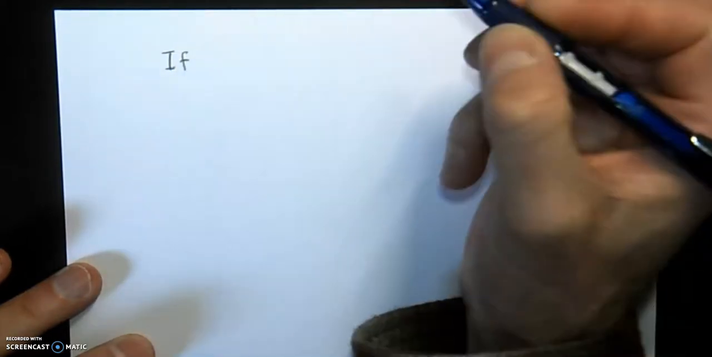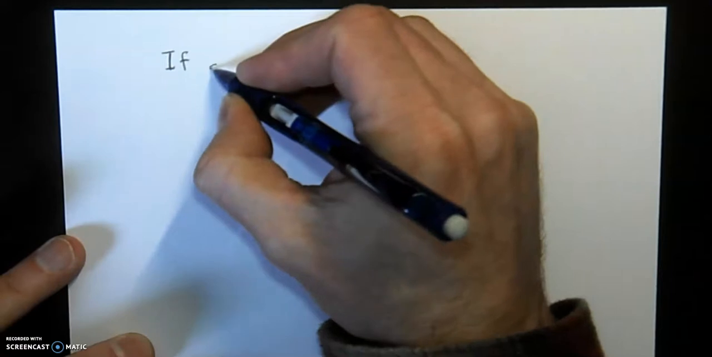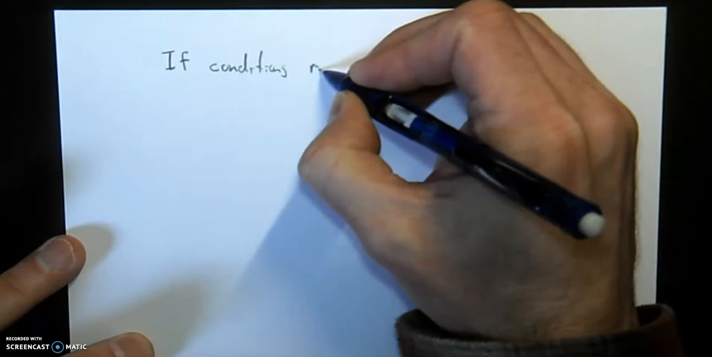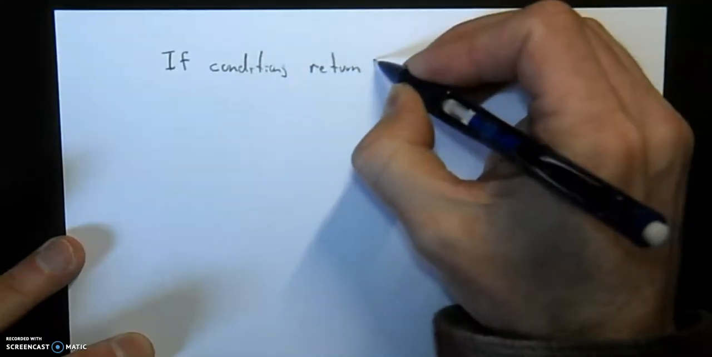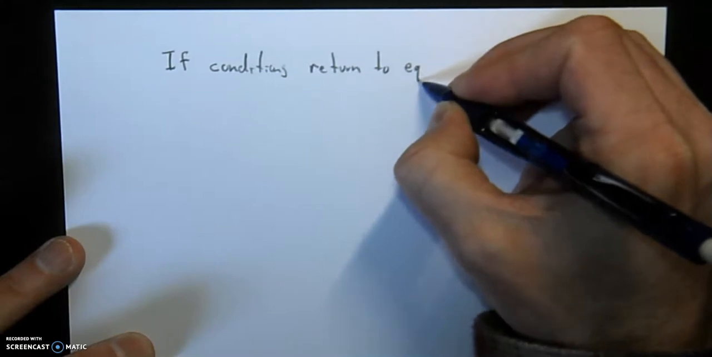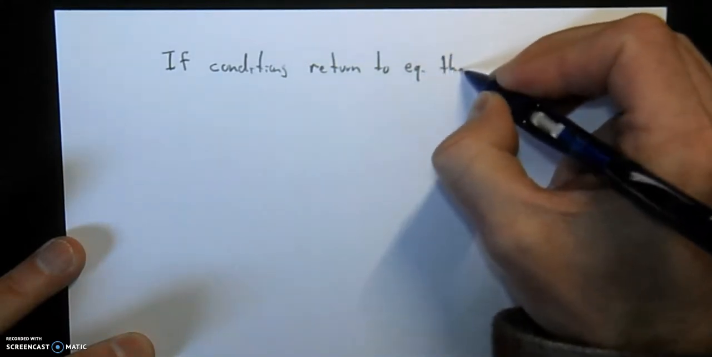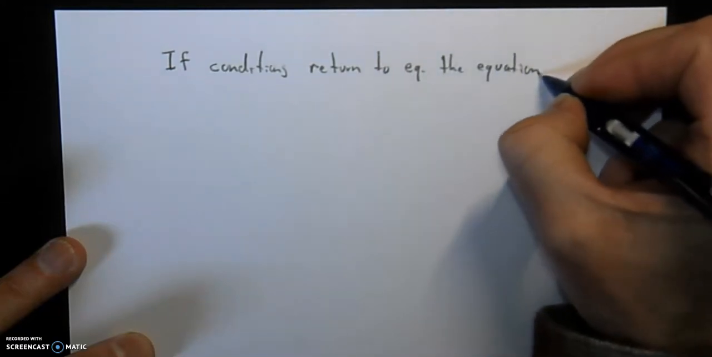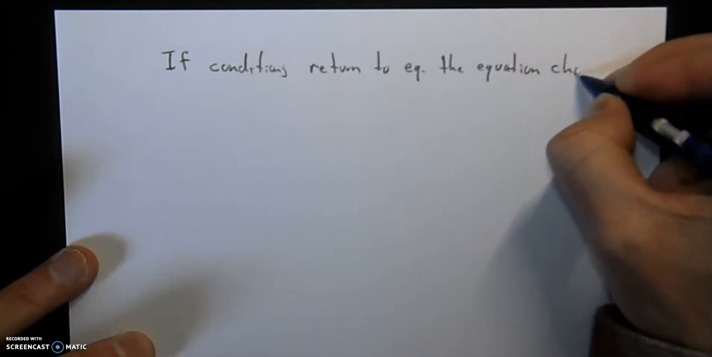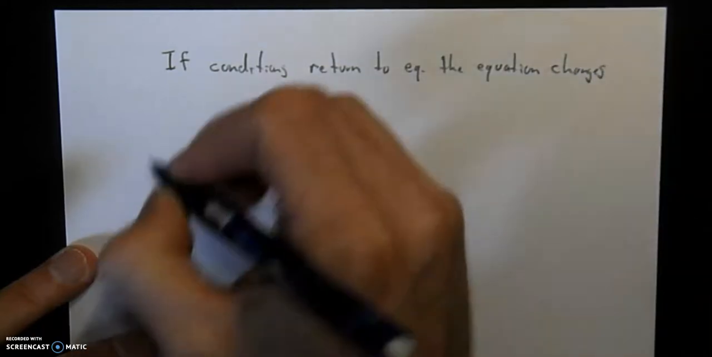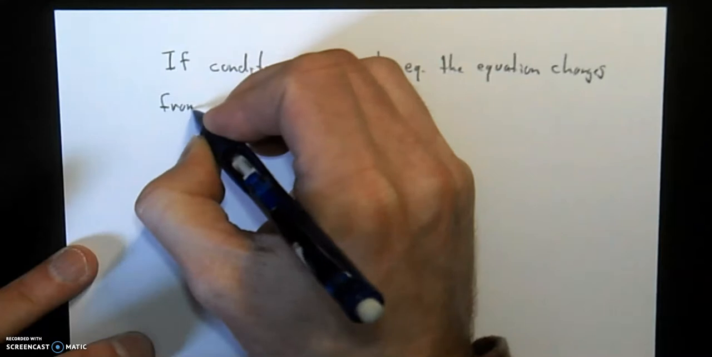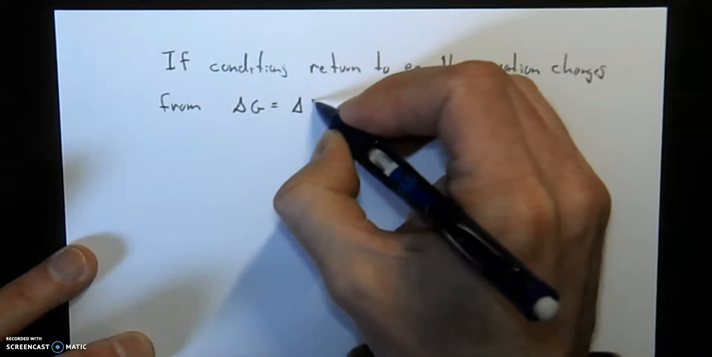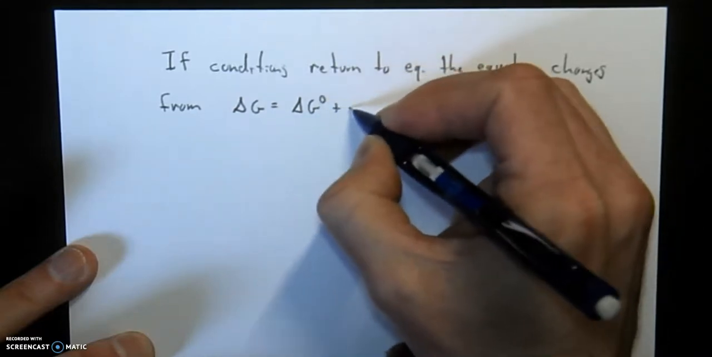So based on the last equation, we're going to make a little change. If conditions return to equilibrium, the equation is going to change. And again, what we had previously, and we'll talk more about this in just a moment after I get the whole thing down.